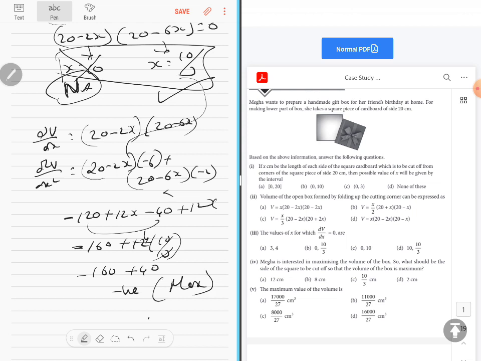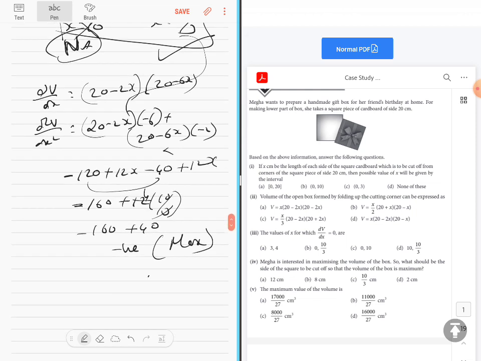So then we got it as negative. So what is the solution for it? What should we say? Let's see. Mega is interested in maximizing the volume of the box, so that should be 10 by 3 only. So when you substitute 10 by 3, you're getting the answer. So that should be 10 by 3 only according to me. Let's see if it's wrong.